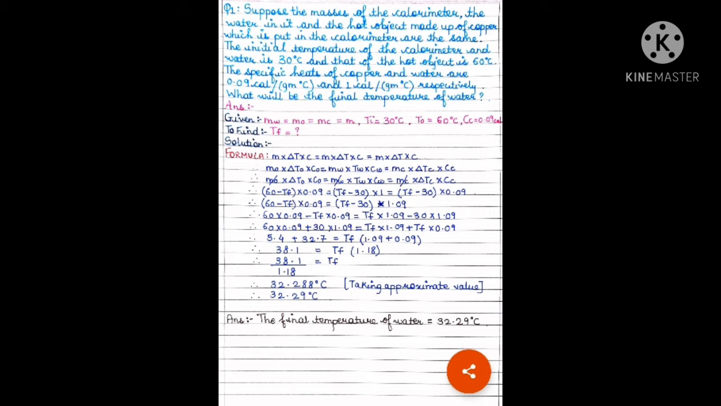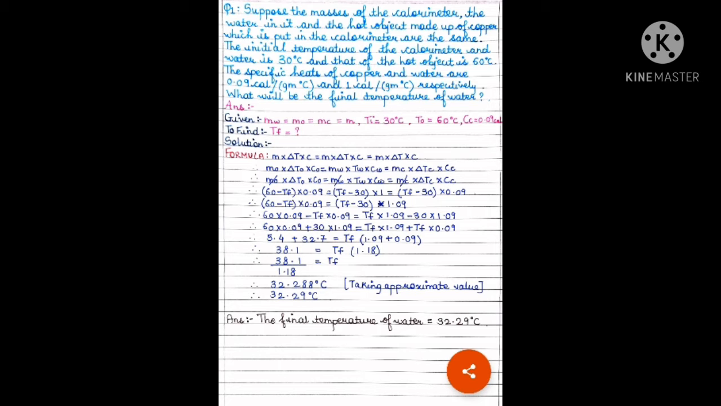So by multiplying all the terms in the bracket, our equation will become 60 multiplied by 0.09 minus TF multiplied by 0.09 is equal to TF multiplied by 1.09 minus 30 multiplied by 1.09. Students, here are all mathematical calculations.